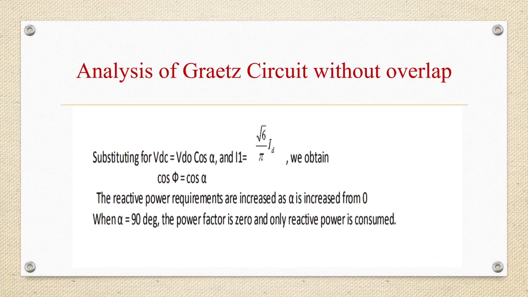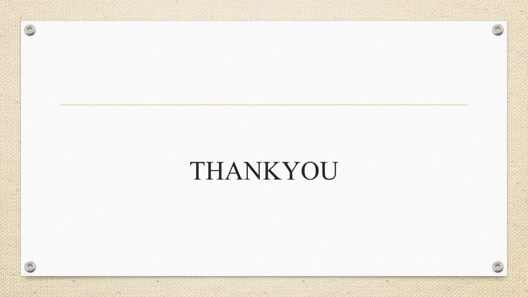After substituting VD equal to VD0 cos alpha and I1 equal to root 6 by pi ID, we obtain cos phi is equal to cos alpha. Reactive power requirements will be increased as alpha is increased from 0. When alpha is 90 degrees, power factor is 0 and only reactive power is consumed.